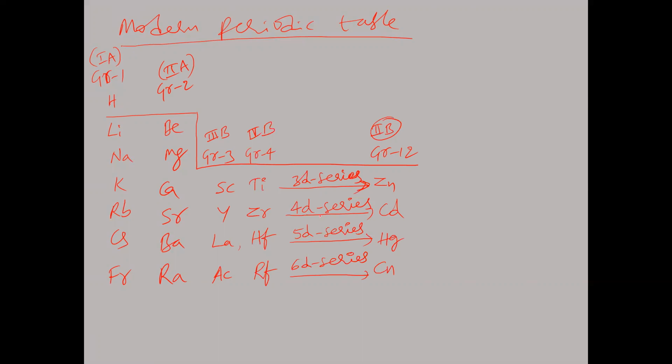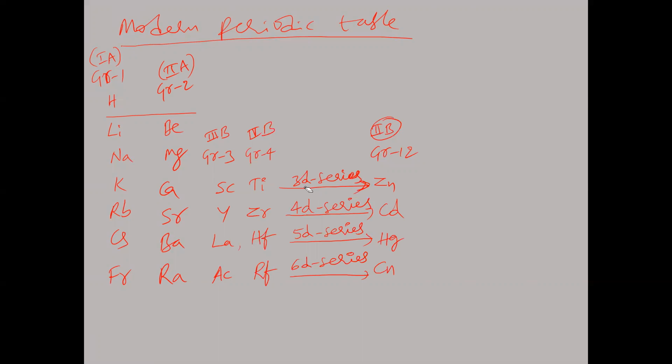The D block elements belong to what? They are called transition elements. The D block group elements are called transition elements. So these all are D block elements. Is that clear? So D block elements are from which group to which group? The starting element of D block is scandium.